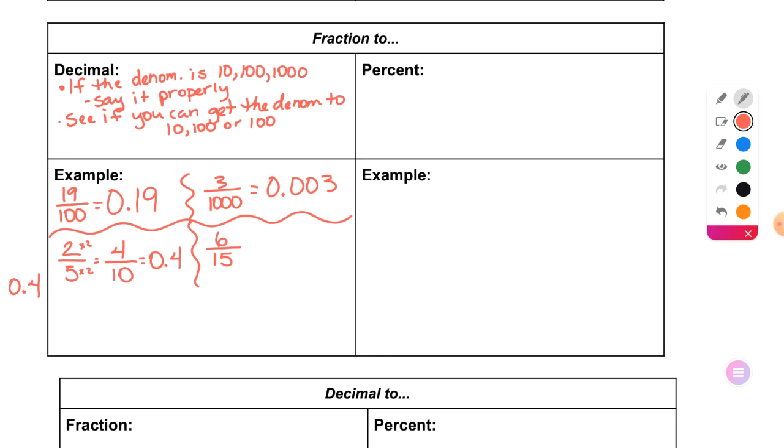Now, this is one where when we look at it, we're like, does 15 times something equal 10? No. A whole number? No. 15 times a whole number equal 100? If it doesn't equal 100, we can't get it to 1,000. But I can still get that one to 10, 100, or 1,000. How? Paxton?